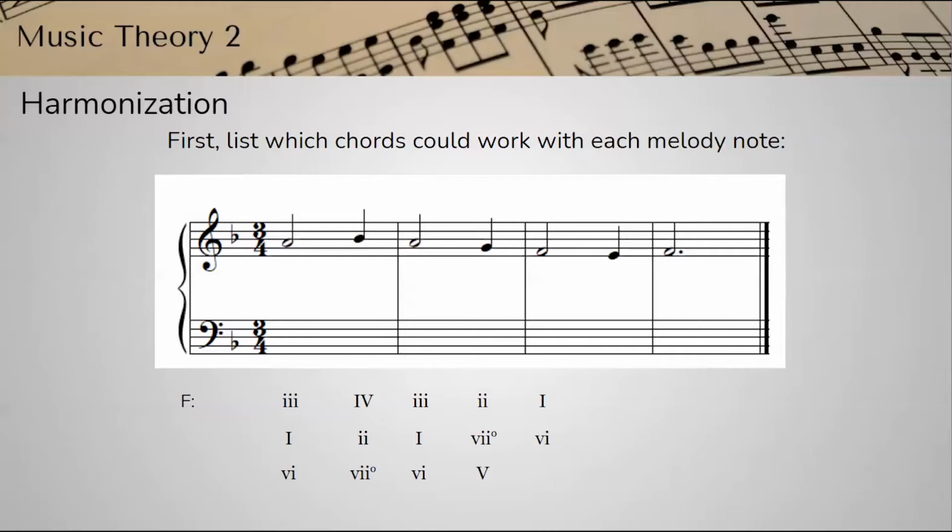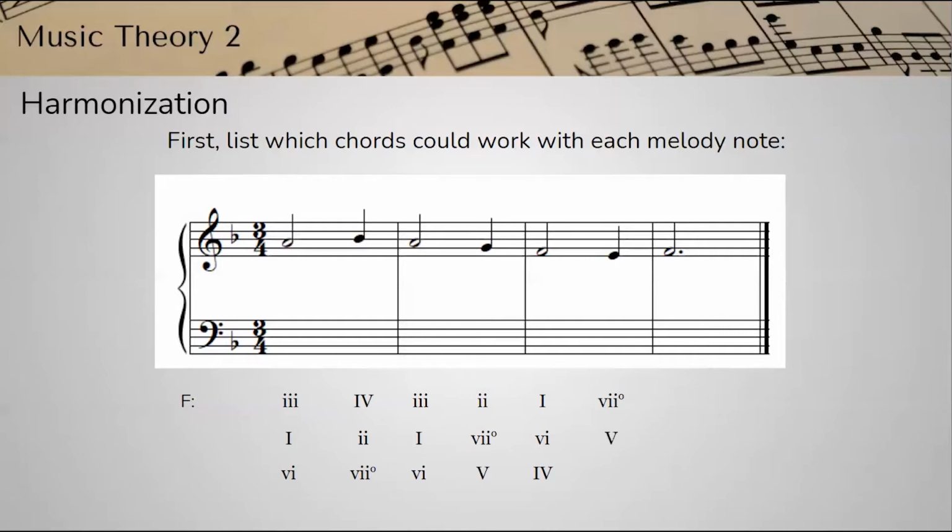If that F is the third, we get a 6 chord, which is a D minor triad. And if that F were the fifth of the chord, we'd end up with a B flat major triad, which is the 4 chord. And going back to this chord with the E there, if E was the root, we'd end up with a 7 diminished triad.